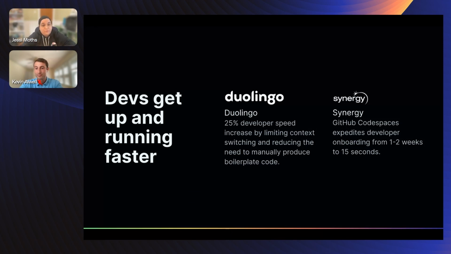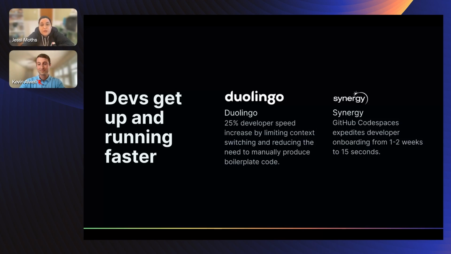So for the example from Duolingo, which you may have seen earlier on today in the session, they increased their developer speed by 25% using Copilot, rather, helping to limit some of that context switching, having to not produce boilerplate code, right? Get started with the problems that really matter, actually work on things that are going to contribute to solutions for your customers.